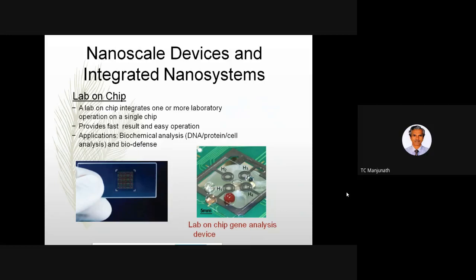Now, as nanotechnology has been increasing day by day, it has even entered medical applications. That is what is called a lab on a chip, or a system on chip, SoC. A lab on a chip integrates one or more laboratory operations on a single chip, and it provides faster results and easy operation. What are the main applications? The main applications are in biochemical analysis, that is DNA, protein, cell identification analysis, or biodefense, etc.